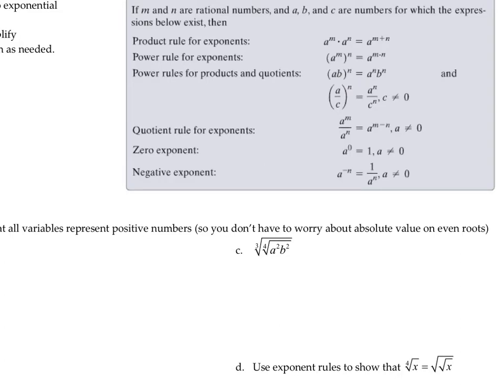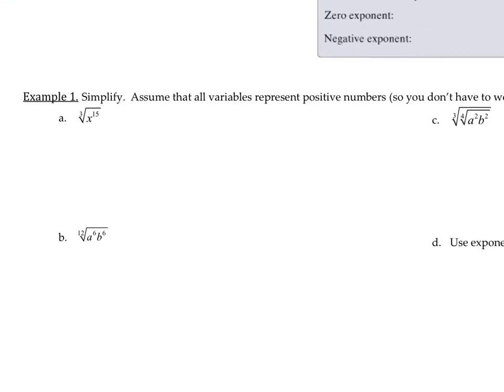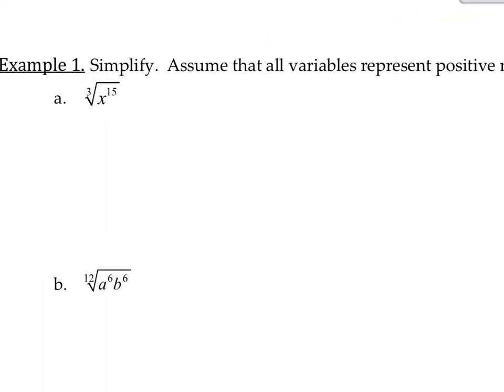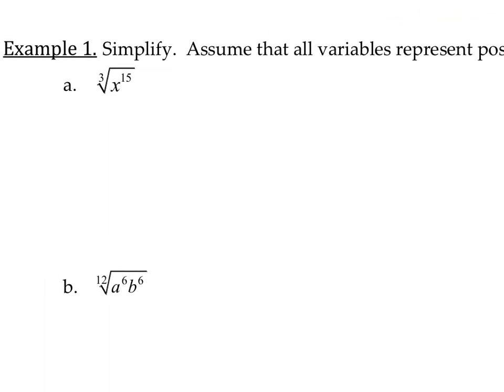So let's go ahead and look at an example and see how this works. So example 1 says simplify and assume all variables represent positive numbers, so we don't have to worry about that pesky absolute value trick. So to start out, we will convert anything that is in radicals into exponent notation.